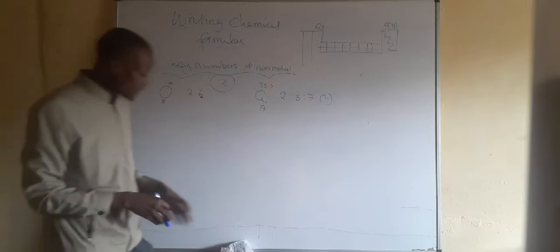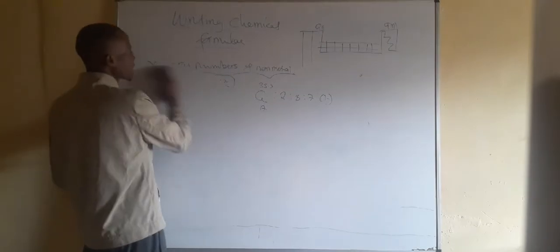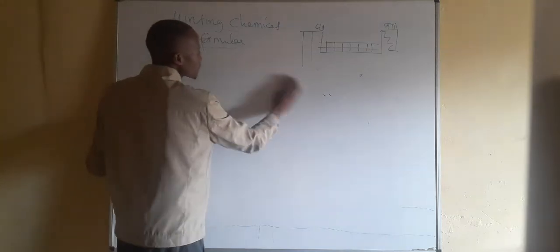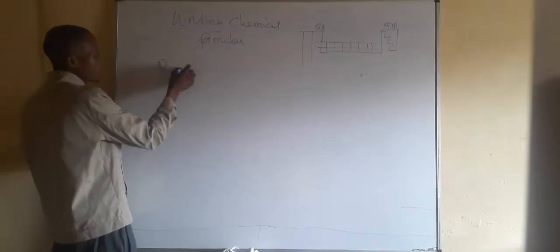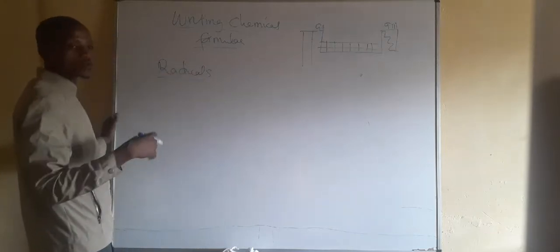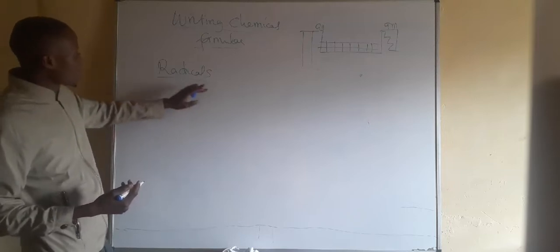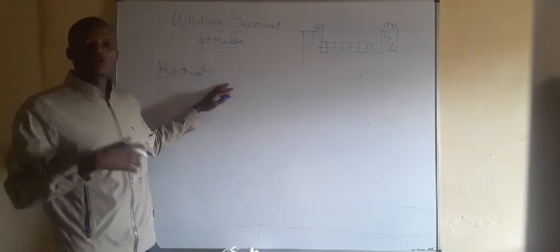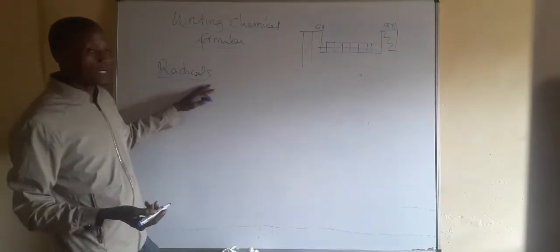Okay. The other thing we need to know are the radicals. Radicals are also very important in writing chemical formulas. In most cases, questions involve radicals. With radicals, you must know each chemical formula and also each valence number. We have different types of radicals. A radical is a group of atoms which is found in several compounds, but incapable of independent existence. It cannot be found on its own, but it is found in most compounds. That's what is called a radical.